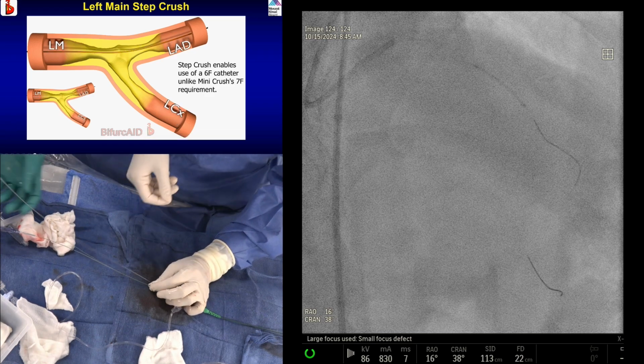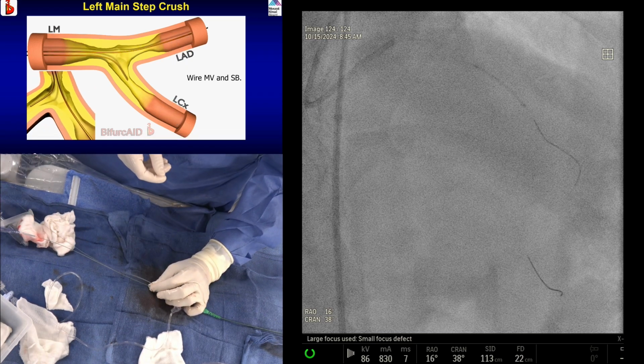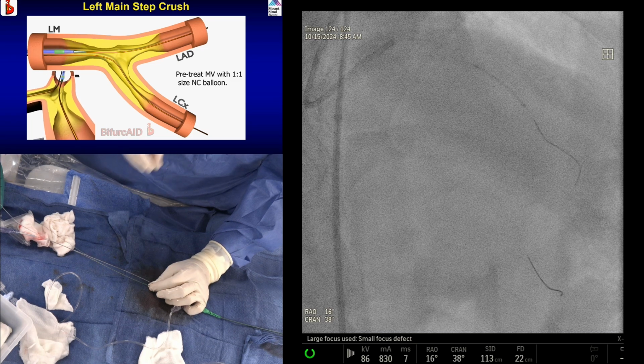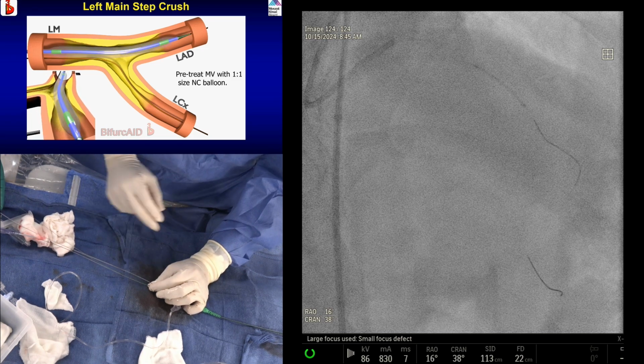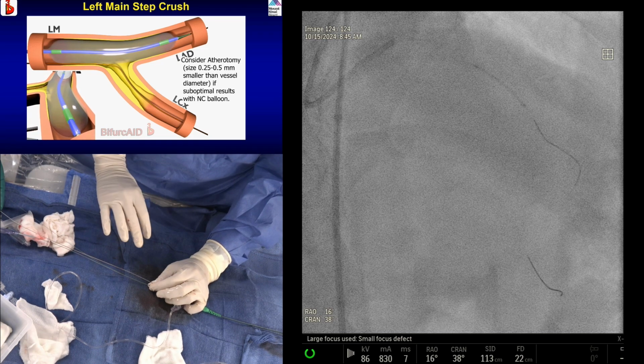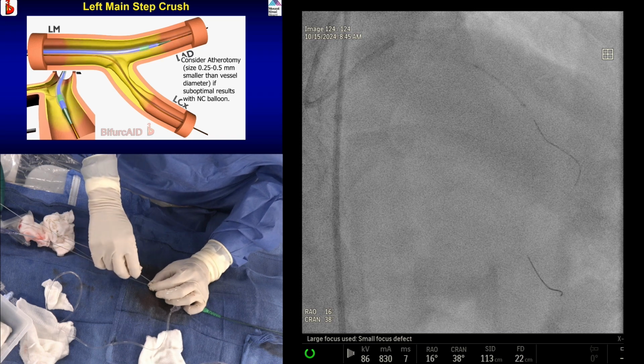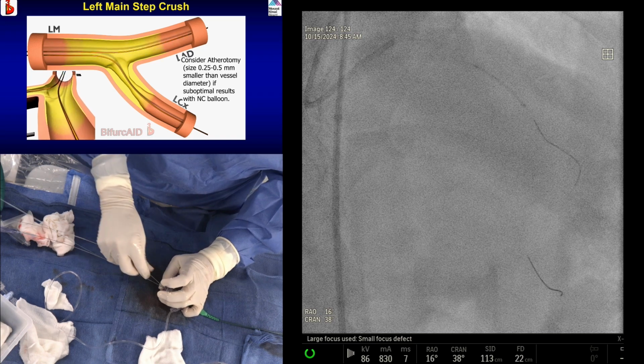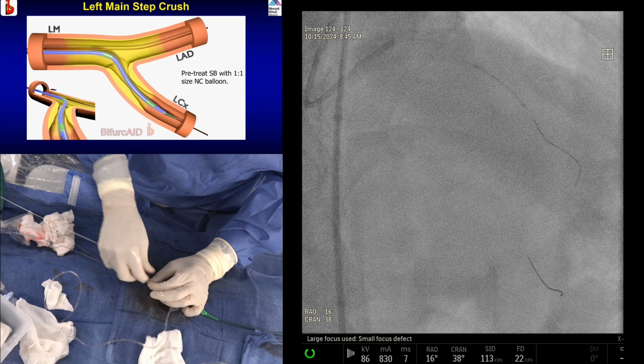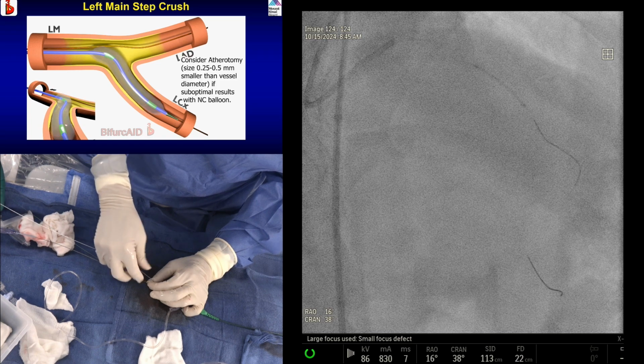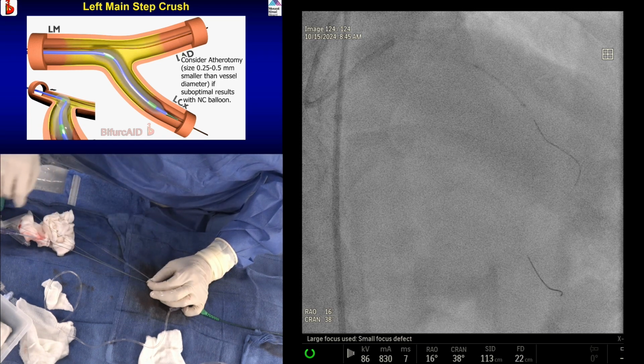In the app, we clearly say that if you have 6 French, 2 things you can do, DK crush or step crush. If you need mini crush or any other stenting, you'll need 7 French. Yes, absolutely, and I fully agree. Unambiguously correct, but I recognize Nikhil for his observance.